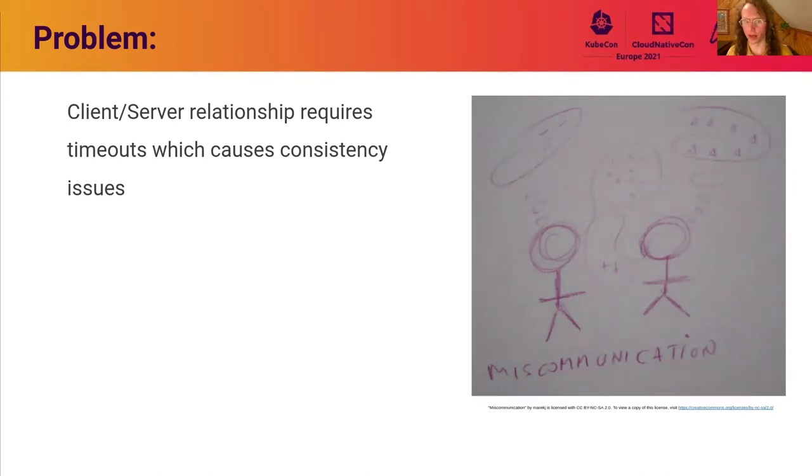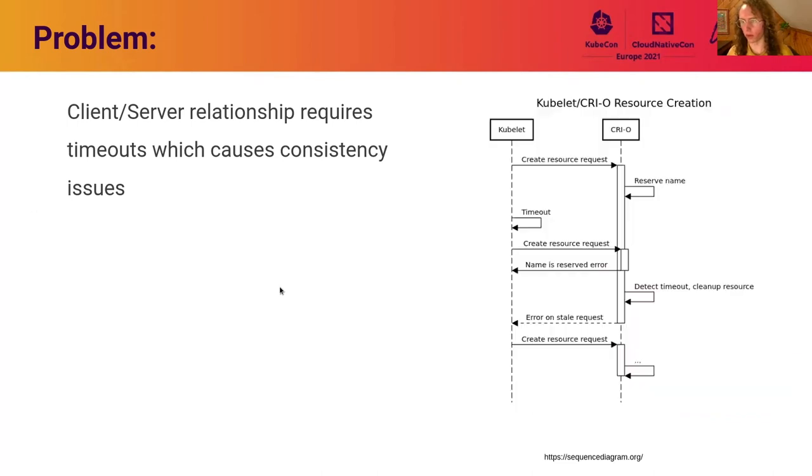But what happens when one of these timeouts is actually hit, when a pod or container is being created? So I'm going to walk through this scenario. This is the behavior that CRI-O had before CRI-O 1.19. So the kubelet requests a resource from CRI-O.